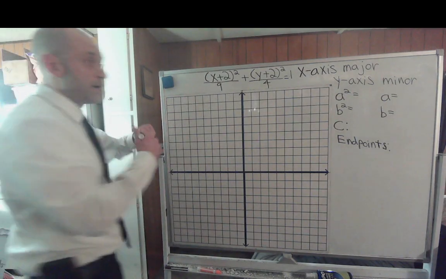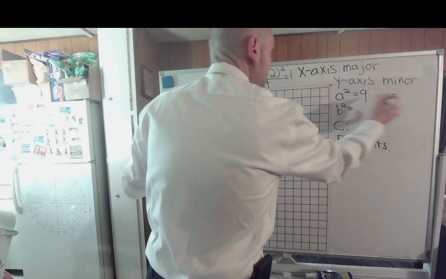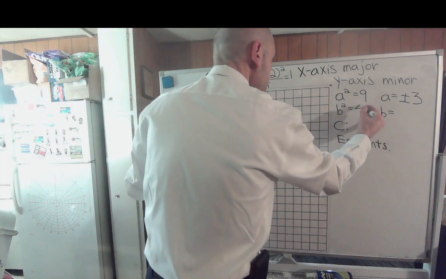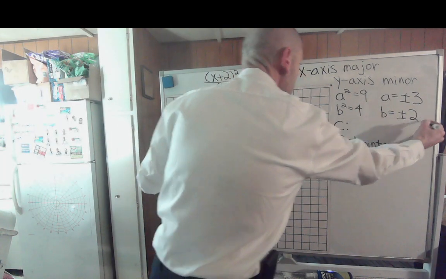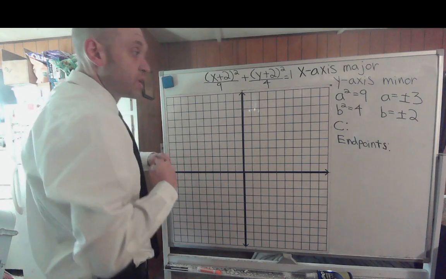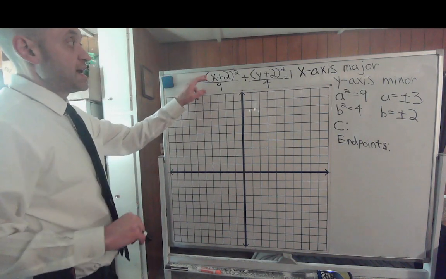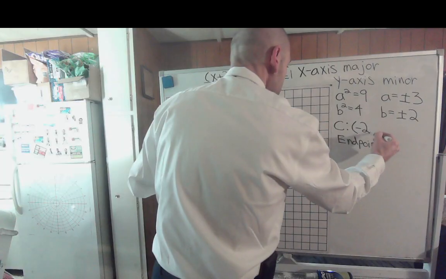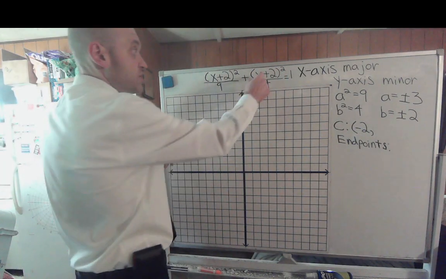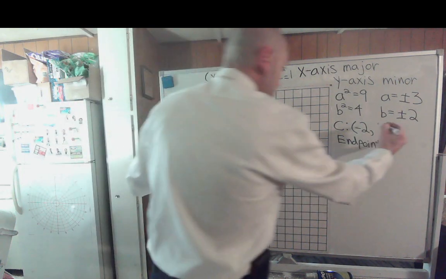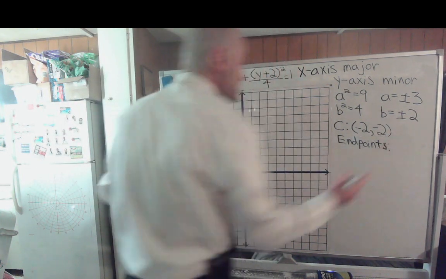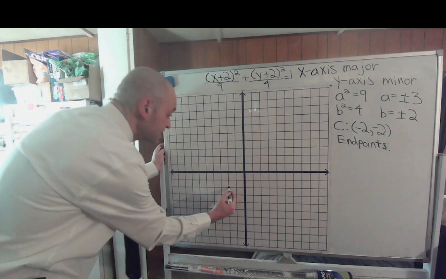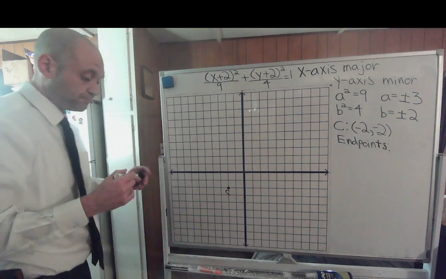So my a squared is 9. That means that a is both plus and minus 3. b squared is 4, so b is both plus and minus 2. Now what's my center? So the center, I take that x plus 2, set it equal to 0. I'll get an x coordinate of -2. Take the y plus 2, set it equal to 0. I'll get a y coordinate of -2. So I have a center of this ellipse located at -2, -2. There's my center.